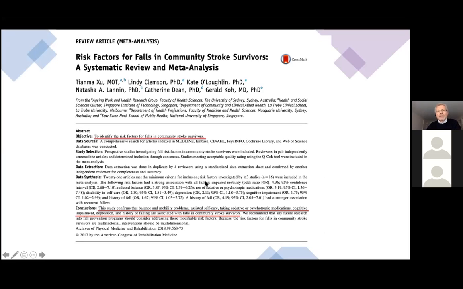And this large meta-analysis systematic review of falls after stroke in community stroke survivors, what did it identify? Well, your high-risk patients are going to be who? Those patients who have already been identified as having mobility and balance difficulty, those who require assistance with self-care as opposed to those who are independent. It makes sense, those who have a better stroke recovery. But also, we need to make sure they're not on sedative and psychotropic medication.